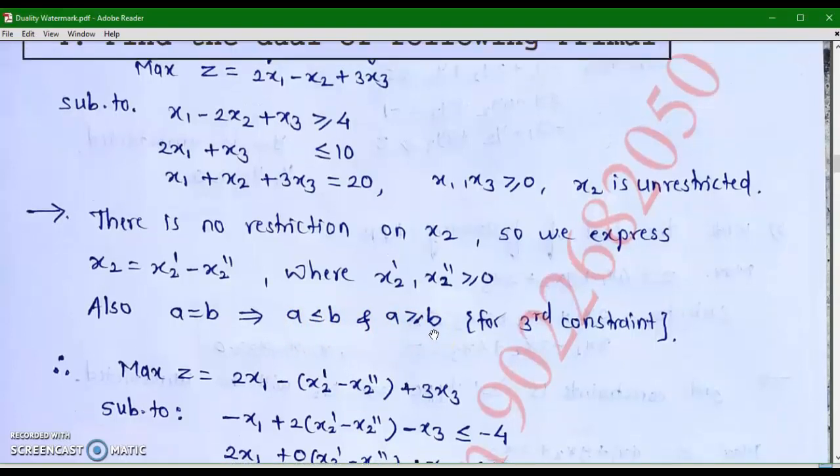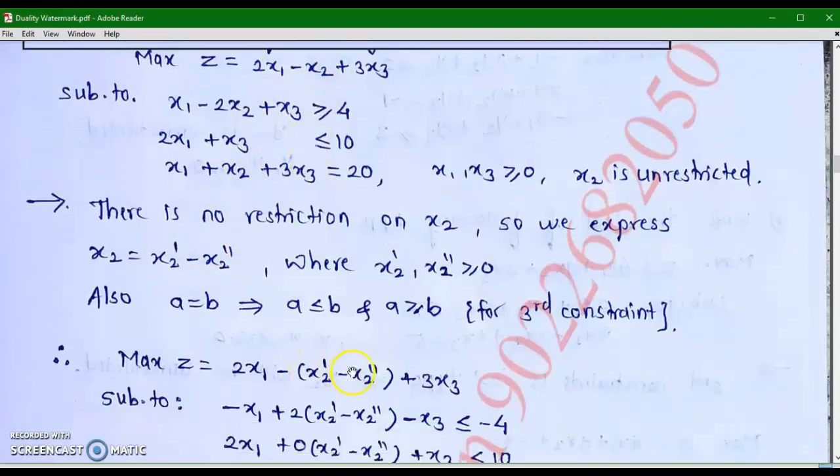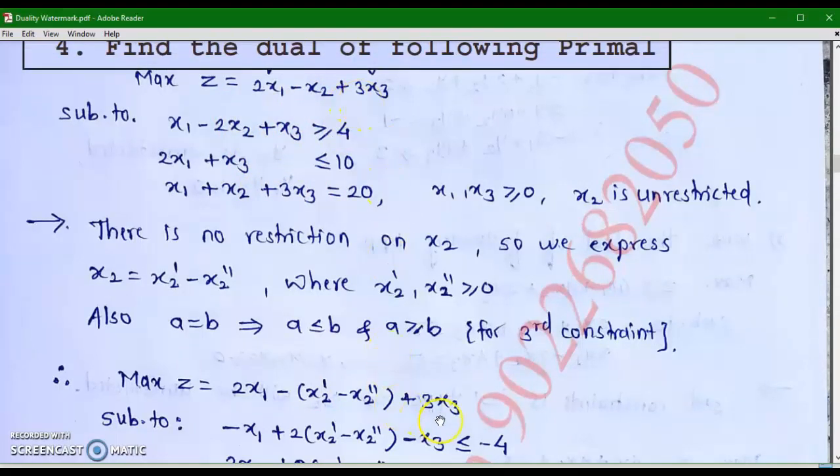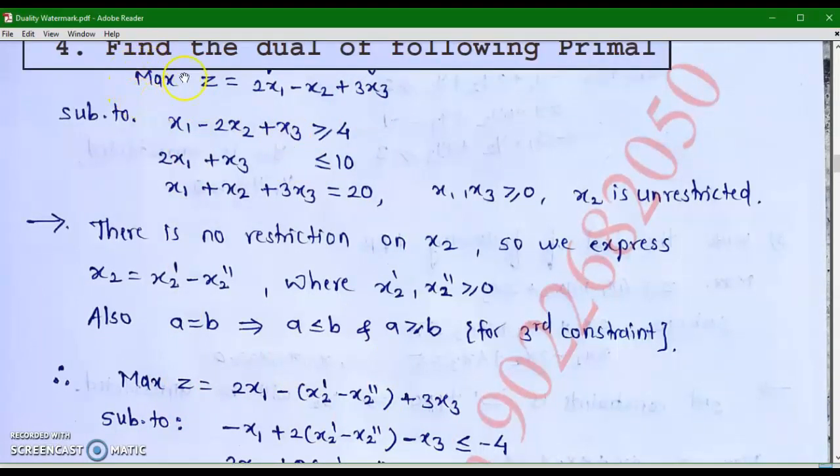So we write maximize z equal to 2x1. Now x2 is written as a split up, x2 dash minus x2 double dash, everywhere in the objective function as well as in the constraints, wherever x2 comes, plus 3x3 subject to the conditions. Now one more thing here, the example is of maximization type. That's why we have to ensure that all these inequalities are of less than or equal to type. So the first is not, that's why we multiply both sides by minus sign.